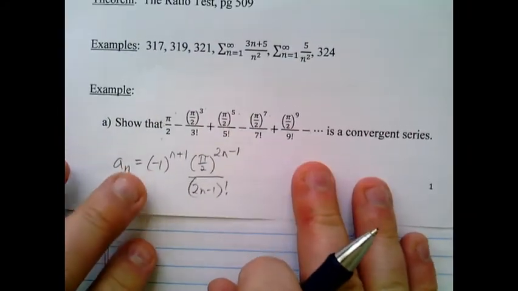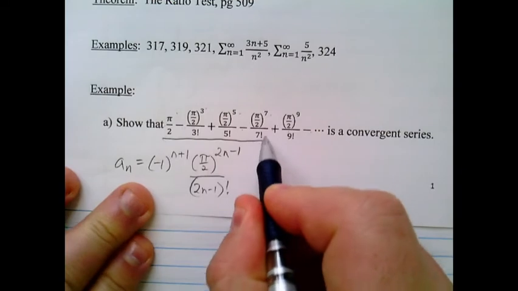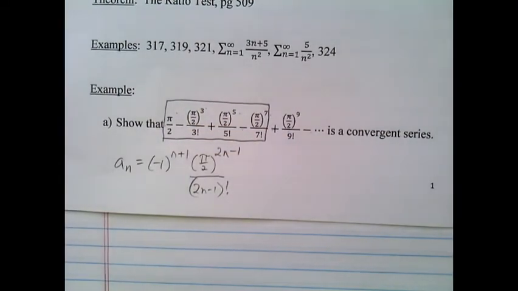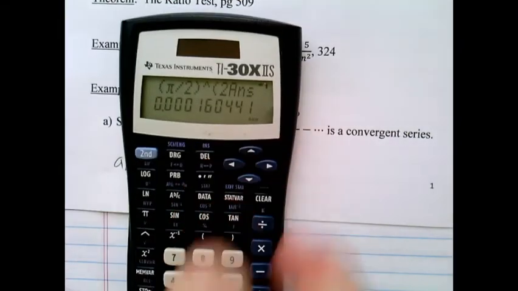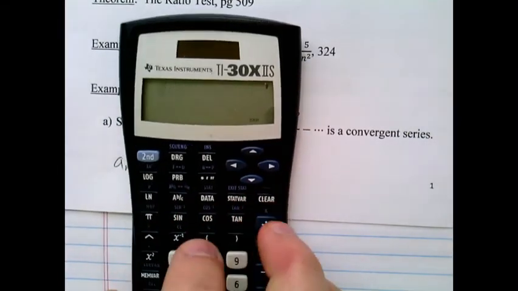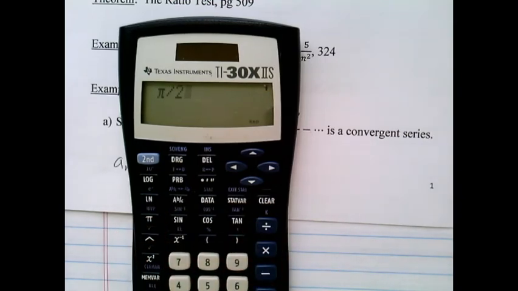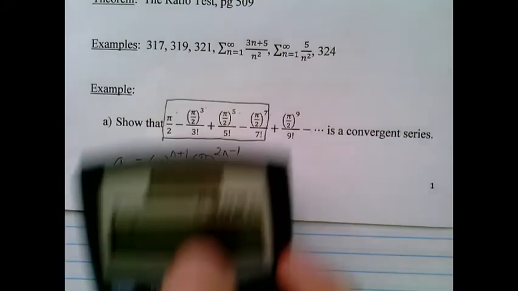Which means, going back to my series, if I add up just the first 4 terms, that should give me an approximation of the entire sum of the series that should be accurate to 3 decimal places. Let's try that out. Clear all this out. Since I'm going to be using pi over 2 over and over again, I'm going to store that as my answer, just so I don't have to type pi over 2 in all 4 of these.